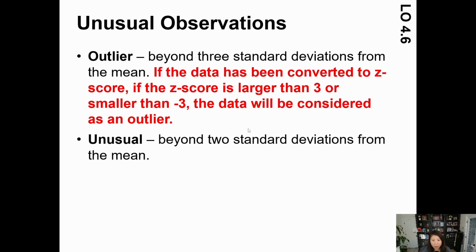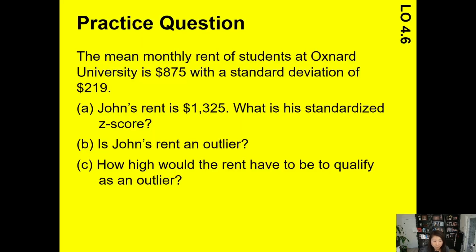After we know how to standardize the data and identify outliers, let's work on a practice question together. The mean monthly rent of students at Oxnard University is $875 with a standard deviation of $219. John's rent is $1,325. What is the standardized z-score? Is John's rent an outlier? And lastly, how high would the rent have to be to qualify as an outlier?